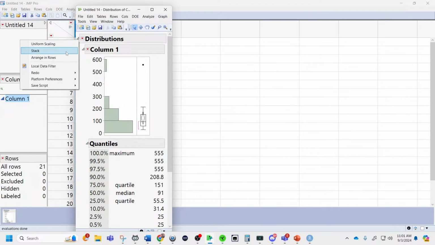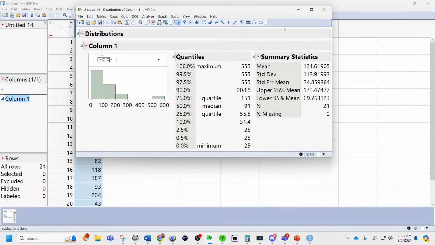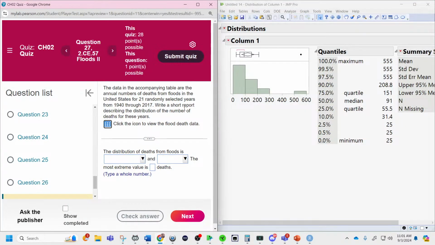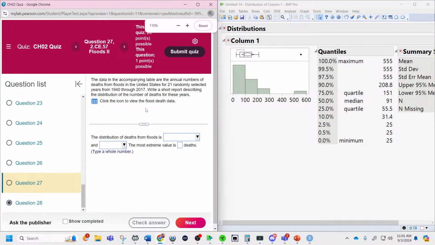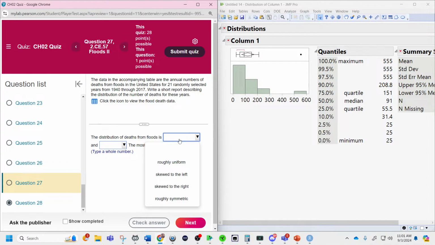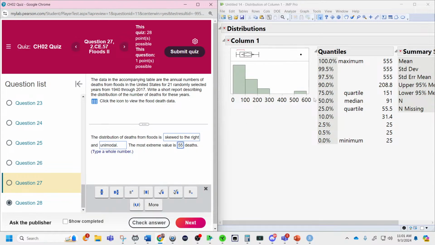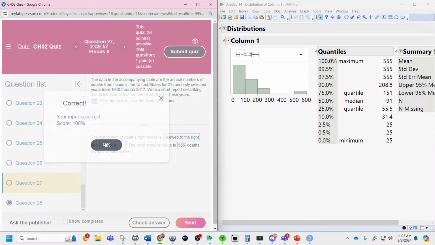If you notice, it's also a right-skewed distribution. I'm going up here to the red arrow and clicking Tables, Stack, or the top thing, go to Stack. The most extreme is 555. Let's put our data side by side here so we can see it with the question. And let's see what they ask. Okay. The distribution of deaths is right skewed, right to the high, left to the low, whatever way that tail goes. And it is only unimodal. You see this one peak right here? There's one peak. The most extreme value is 555 right there, which is the highest value, which is a huge outlier.